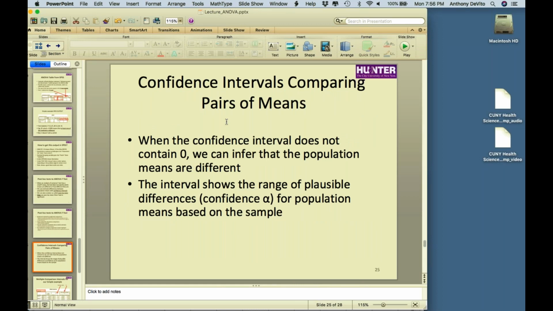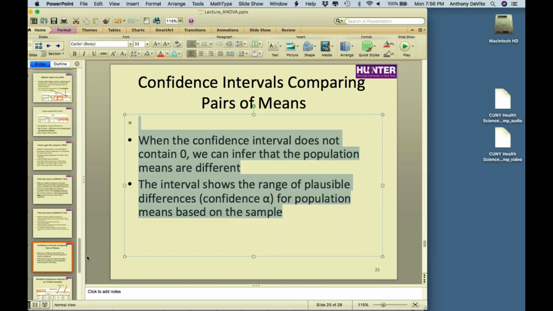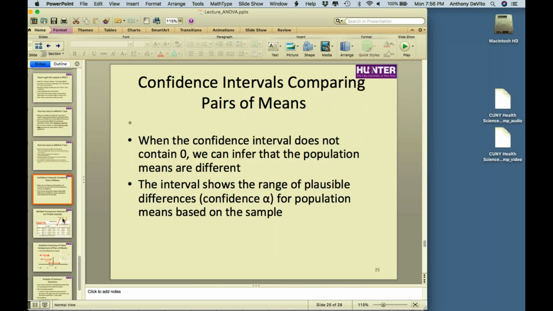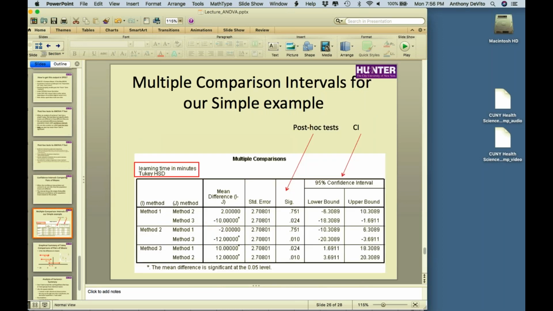Again, this is the idea of the confidence interval. If the confidence interval includes 0, you can't reject your null hypothesis. And you can see that here. Here's our significance for method 1 compared to method 2, 0.751. No, we can't say they're different. Method 1 compared to method 3, 0.024. Well, that we can say with less than 5% chance of being wrong, we can say that the mean for method 1 is different from the mean for method 3.